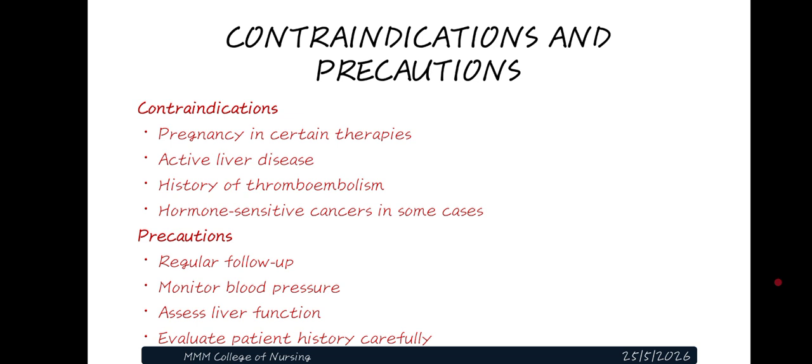Coming to contraindications and precautions. Contraindications: pregnancy in certain therapies, active liver disease, history of thromboembolism, and hormone-sensitive cancers in some cases. Precautions are regular follow-up, monitoring blood pressure, assessing liver functions, and evaluating the patient history carefully.